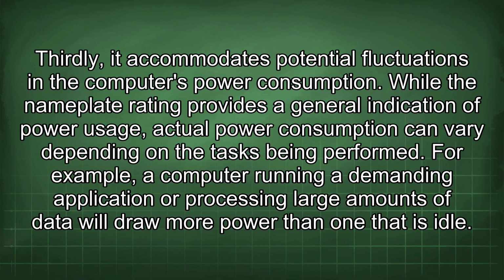Thirdly, it accommodates potential fluctuations in the computer's power consumption. While the nameplate rating provides a general indication of power usage, actual power consumption can vary depending on the tasks being performed. For example, a computer running a demanding application or processing large amounts of data will draw more power than one that is idle.